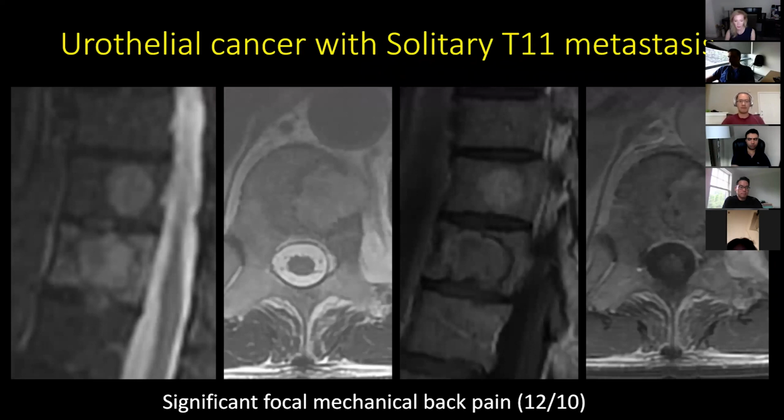This is a patient that had urothelial cancer, again, a solitary T11 metastasis, significant back pain, 12 out of 10 I put in there. And you can see this is a hemangioma at the higher level, because this is right on T1 and T2. So that's a hemangioma. This is the solitary metastasis in the vertebra, and you can see almost the whole vertebra is involved. There is extension through that lateral cortex here.